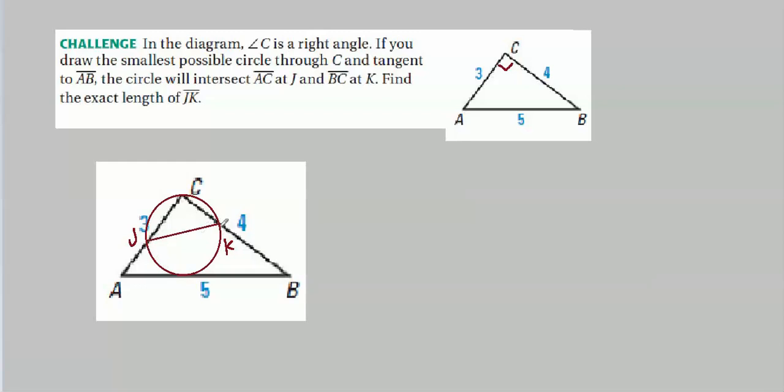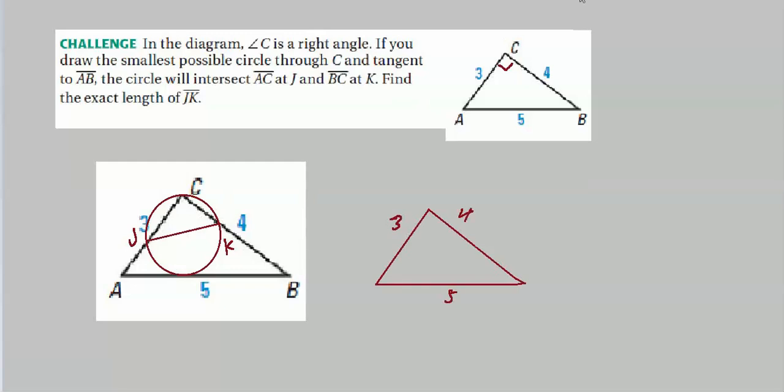They asked us to draw the smallest possible circle. To do that, we minimize the diameter, the smallest circle that goes through C and just touches AB. Well, this altitude here is going to be our smallest possible diameter. On the other hand, JK is also a diameter. So if we figure out our smallest possible diameter, which is our altitude, we'll know what JK is.